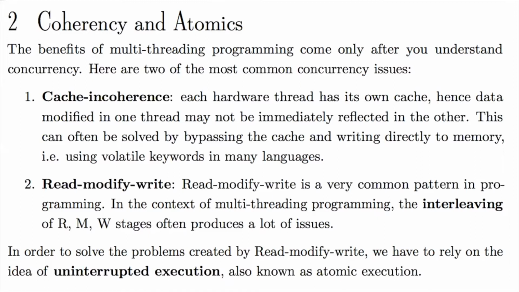Number two is read, modify, write. Read, modify, write is a very common pattern in programming. But in the context of multi-threading programming, interleaving or layering of read, modify, write stages often produces a lot of issues. Essentially, the order of these stages is extremely important, especially the order of the stages between multiple threads. In order to solve the problems created by read, modify, write, we have to rely on the idea of uninterrupted execution, also known as atomic execution.